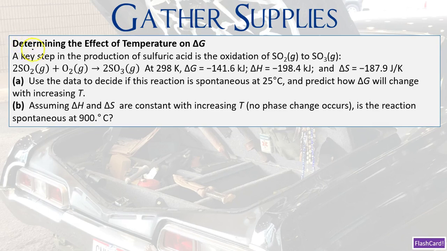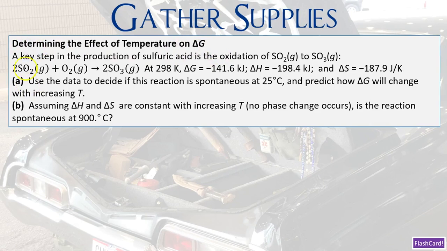So here we're told to determine the effect of temperature on delta G. Question reads, a key step in the production of sulfuric acid is the oxidation of SO2 gas to SO3 gas. So you're going to start with the reaction 2SO2 plus O2 to form 2SO3. At 298 Kelvin, your delta G value for this overall process is negative 141.6. Automatically, I can tell you that we are spontaneous at this particular temperature.